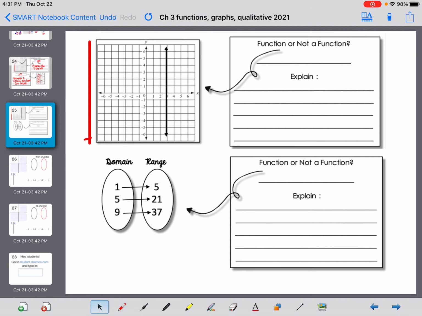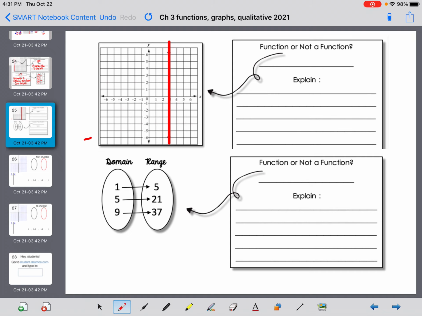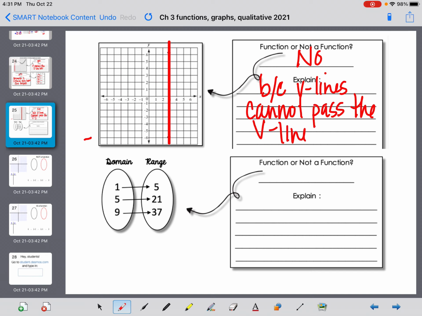Okay, hopefully you paused the video and you've practiced on your own. If you'll notice, when I drag my vertical line across, this one actually touches the vertical line at every single point. So this one, again, would be a no, because vertical lines cannot pass the vertical line test. I'm abbreviating some of these things, and it's okay if you abbreviate it on yours too.